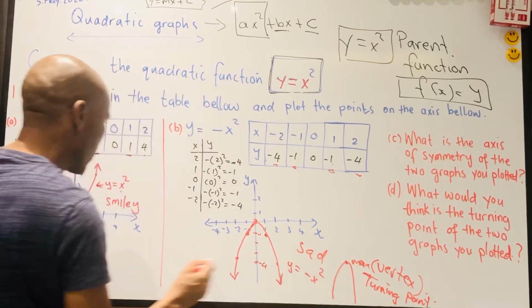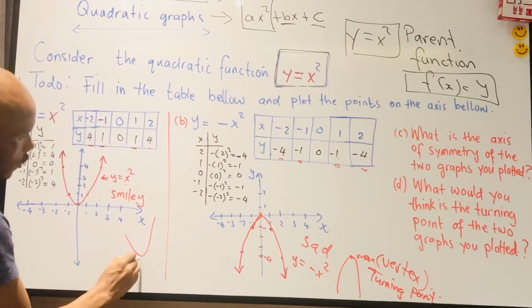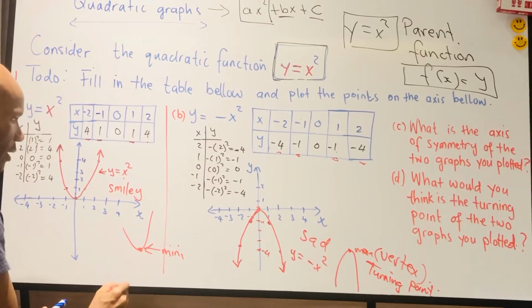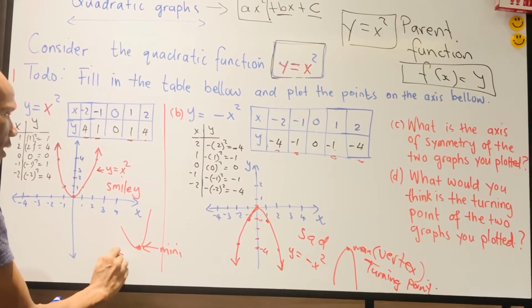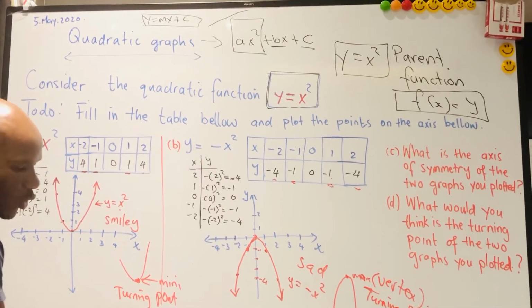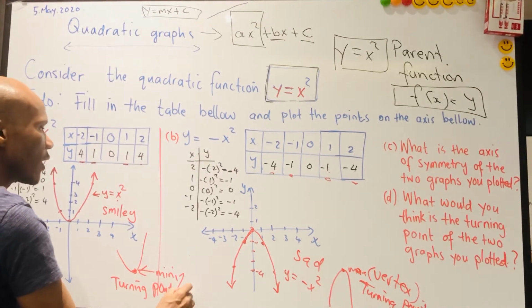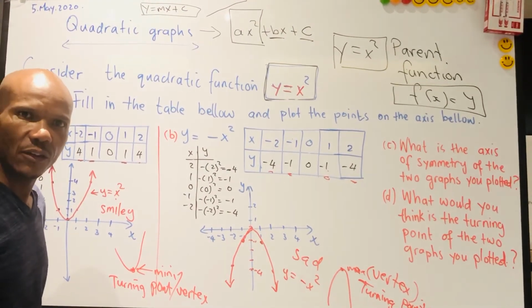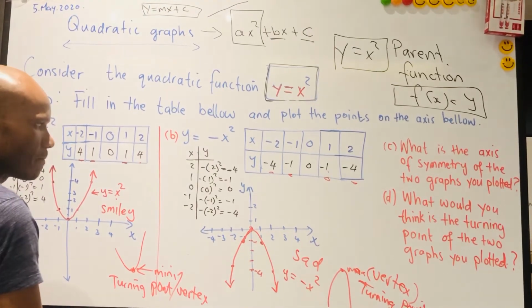If this is a maximum point, so what will this one be? That will be a minimum point, and also it is what? It's a turning point. It's also called a turning point, or you can call it a vertex. All right? Okay.